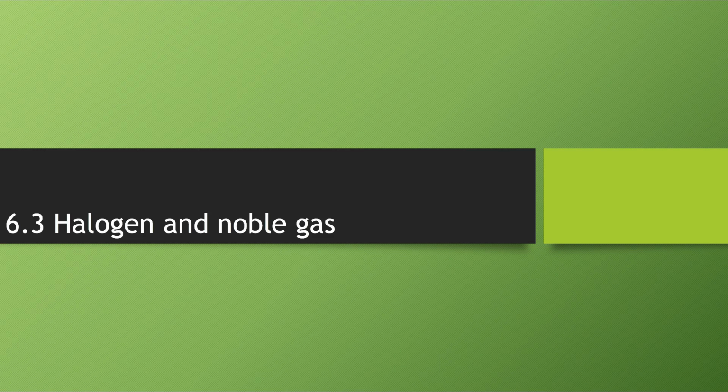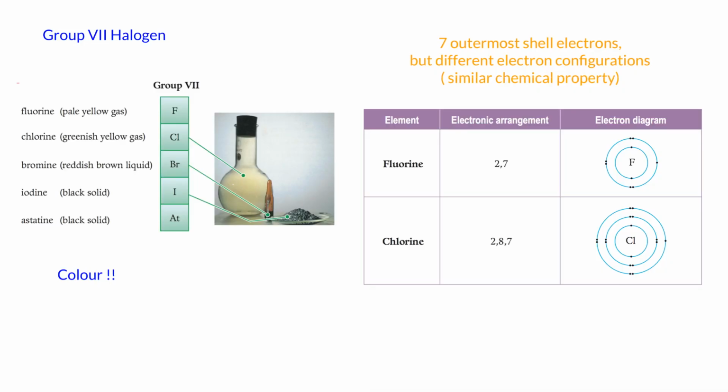6.3, we're going to talk about halogens and noble gases. Group 7 is called the halogens. The first member is fluorine, and then we go to chlorine, bromine, iodine, and astatine. Pay attention to their colors, because all of them have different colors.